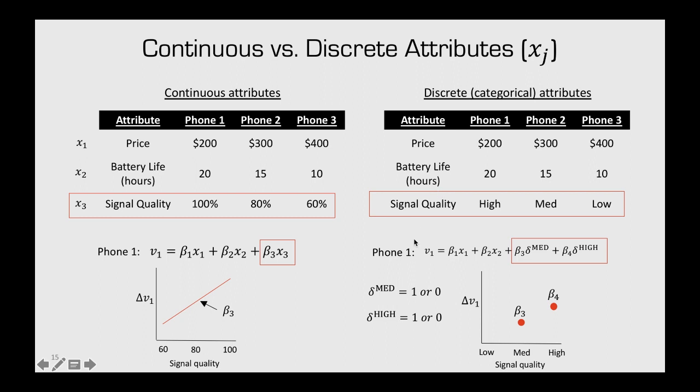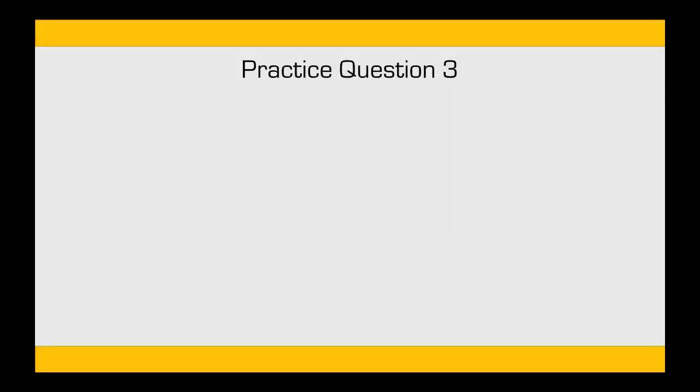So we can take care of attributes that have discrete values. We can still manage them in this modeling framework. They don't all have to be continuous. And we're going to talk more about the difference between continuous and discrete attributes later.